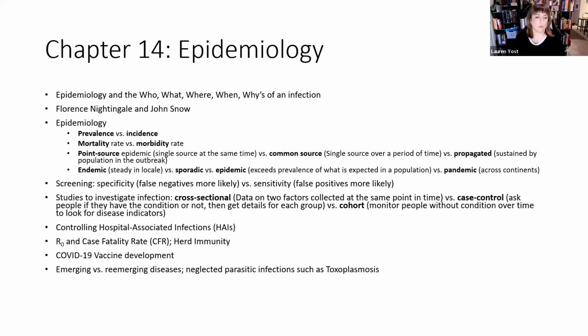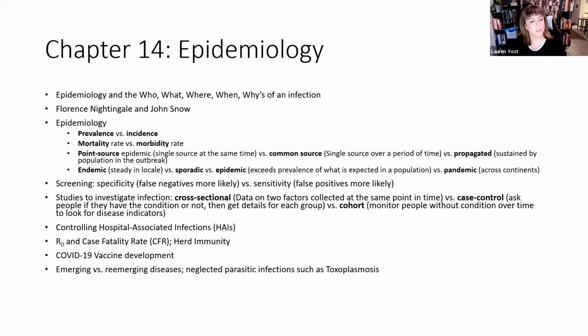So next we have point source epidemic versus common source versus propagated. In point source epidemics, we have a single source from wherever it stemmed from, and everybody got sick at the same time. A common source epidemic has a single source still, but this one is over a certain period of time. So a while has passed over which these people have been exposed to whatever it is that led to the epidemic. And then a propagated epidemic is one that is being sustained by the population within that outbreak. That's what we see a lot with the flu, passing it from person to person, and that going on and being an ongoing thing for a while.